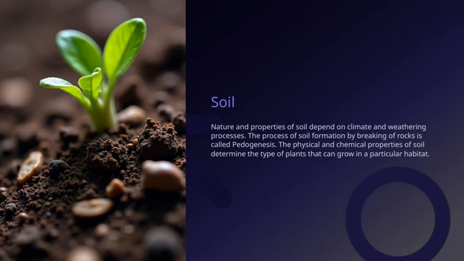The nature and properties of soil are actually influenced by a couple of key factors, mainly climate and weathering processes. These elements play a crucial role in shaping what soil is like in different areas. Now, the process through which soil forms by breaking down rocks is called pedogenesis, which is essentially nature's way of transforming solid rock into soil suitable for plants.